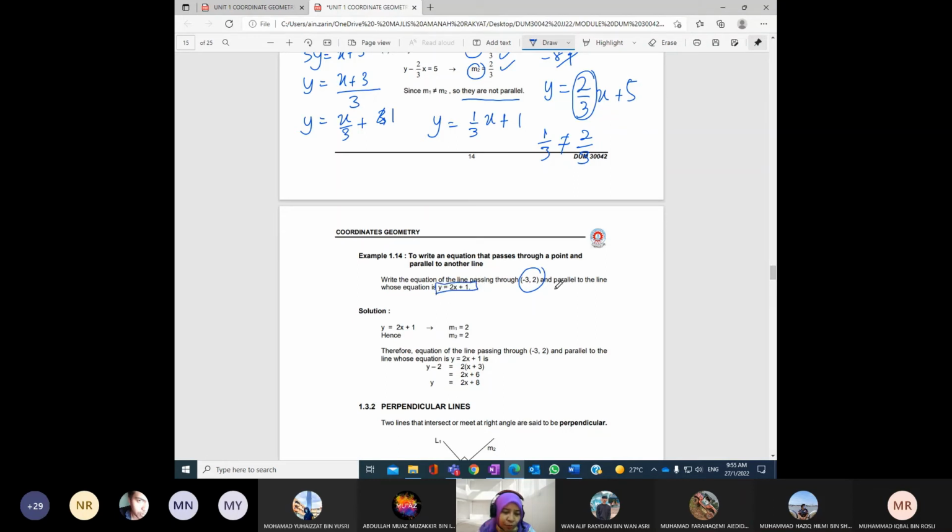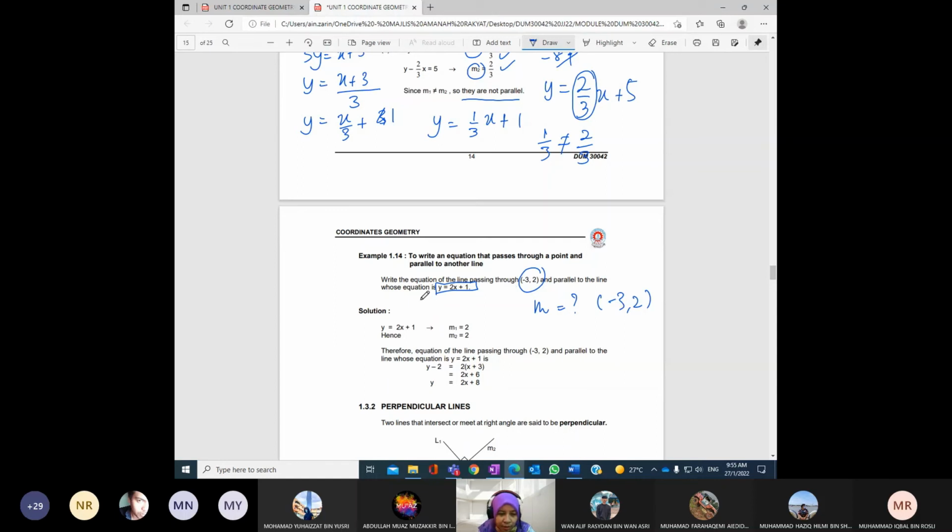Selalunya kan kita dapat informasi sama ada gradient dan juga satu point. Selalunya macam tu. Kan soalan lain selalunya kalau disuruh kita write the equation, normally when they ask us to write the equation of the straight line, what we are given is normally dia bagi gradient and also the point. Okay, gradient and also the point. Tapi kali ni dia tak bagi kita gradient pun.